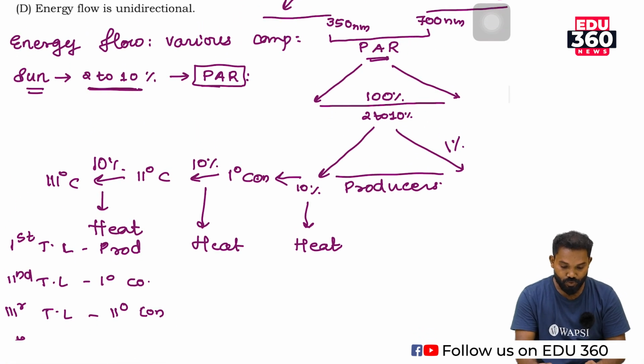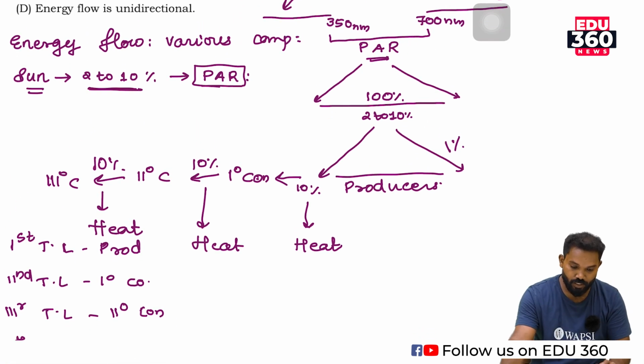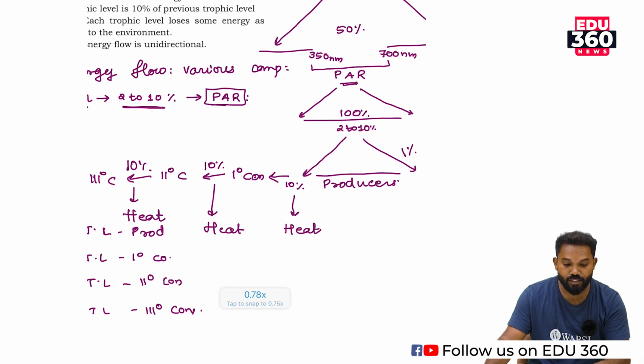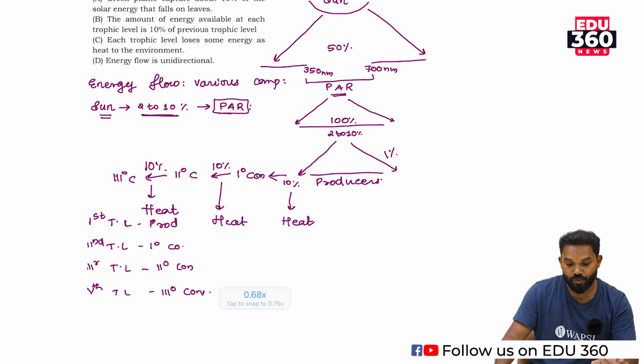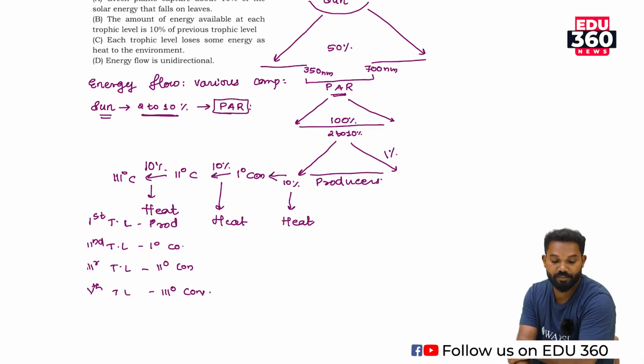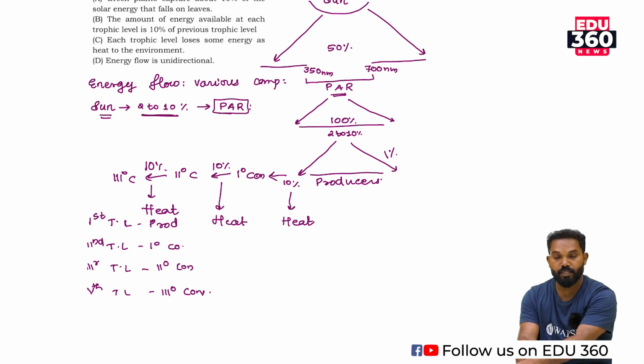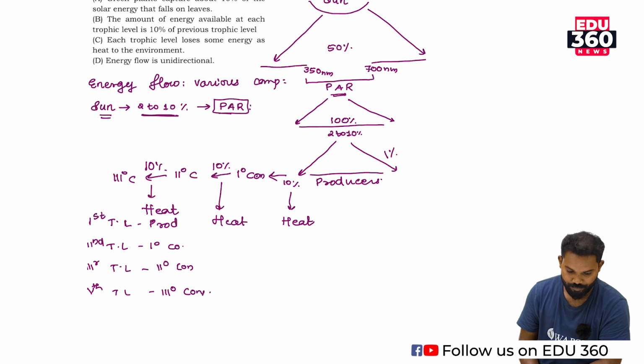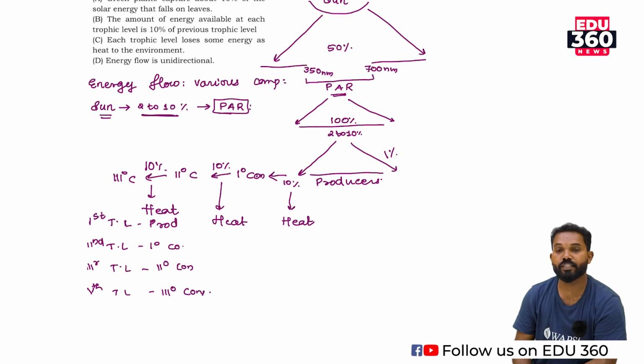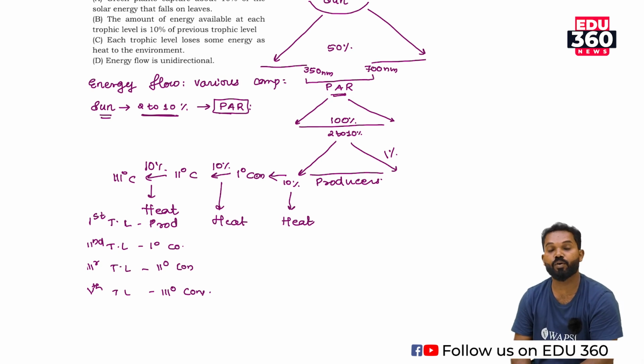So according to this rule, during the energy flow in the ecosystem, the survival of the ecosystem depends on how much energy is captured by producers and transferred. This energy flow is the main functional characteristic of an ecosystem.